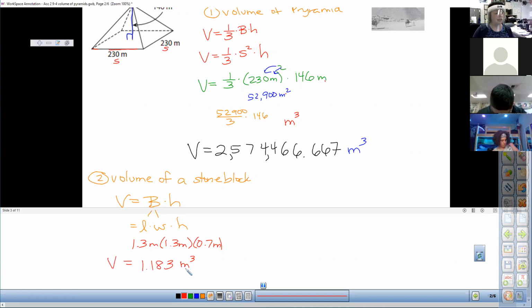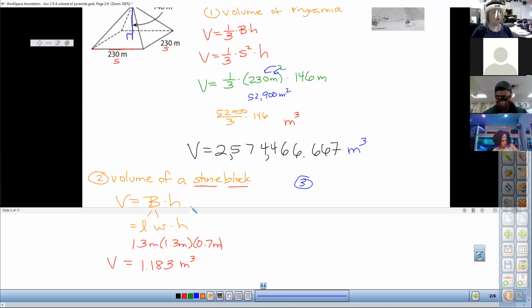All right, so this is, remember, one of our stone blocks. So now we're going to figure out how many of those blocks would fit into our pyramid. Some of you, this math might be pretty obvious, which is a good thing. Some of you, it might not be obvious what you're going to have to do. So I'm going to show you that this is really a conversion.